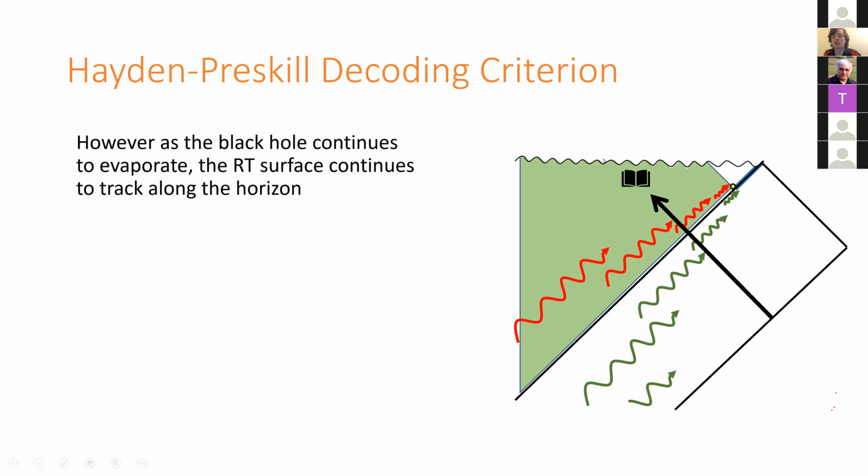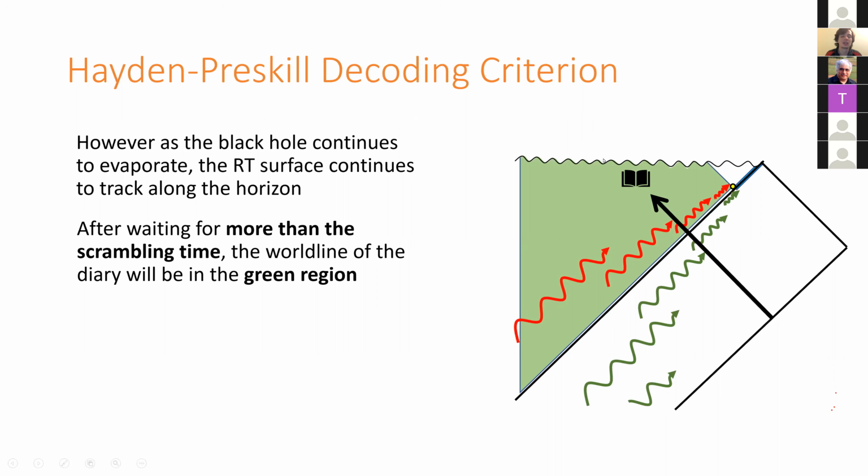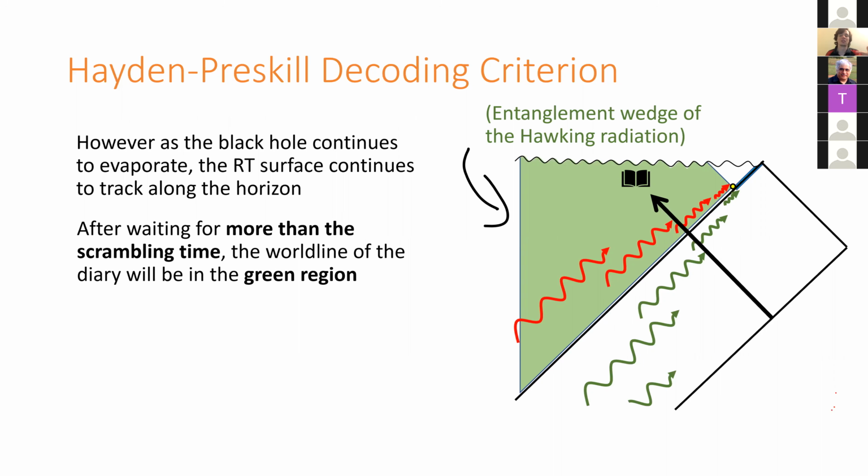The world line of the diary stays in exactly the same place, but it turns out that once we've waited for more than something called the scrambling time, once we've extracted more than the scrambling time's worth of extra radiation, then the world line of the diary is now in the green region rather than the blue region. This is now in the entanglement wedge of the Hawking radiation. It's in the so-called island. It represents the fact that this entanglement wedge is a blob in space-time that doesn't get connected to any boundary. It has become known as an island.